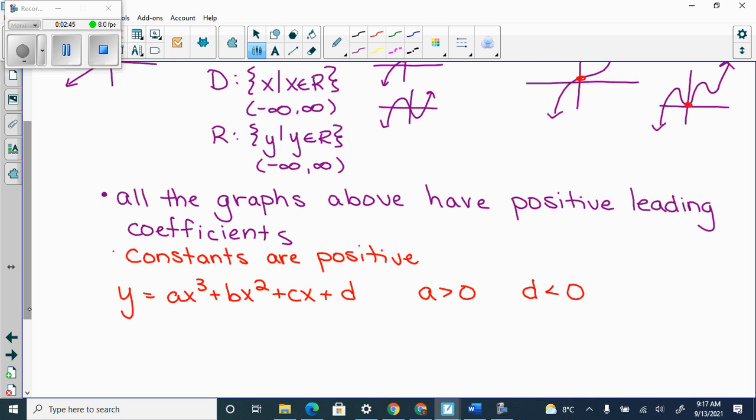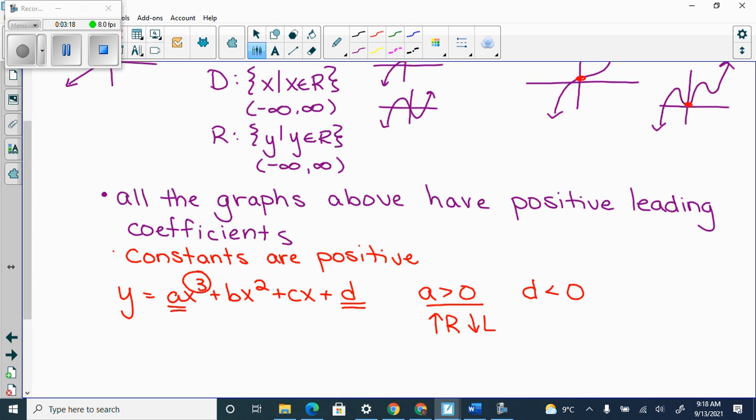So if a is greater than 0, bless you, a is my leading coefficient, and my leading coefficient then is what? Positive. So then my graph is what? Up on the right. So if a is greater than 0, I know it's up on the right, and because it's a degree 3, I know it's down on the left, because it discos. It's opposite, correct?